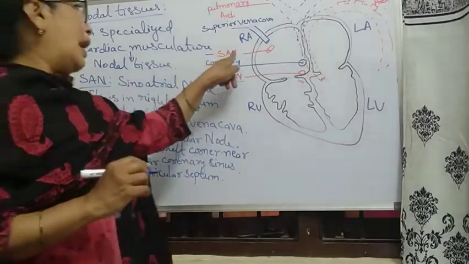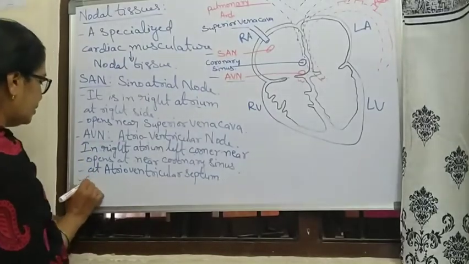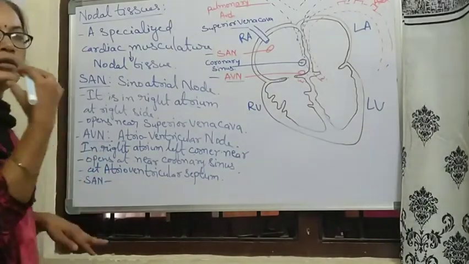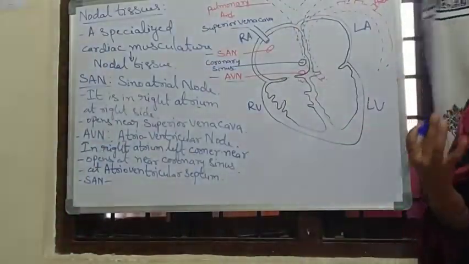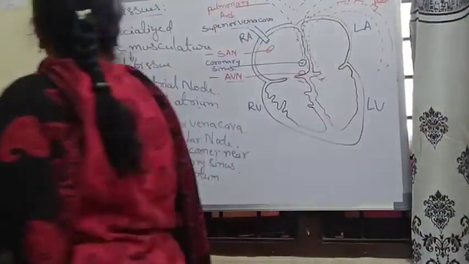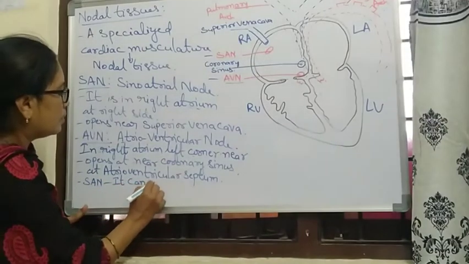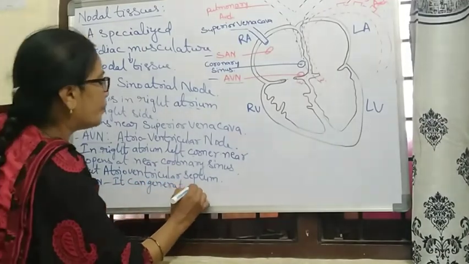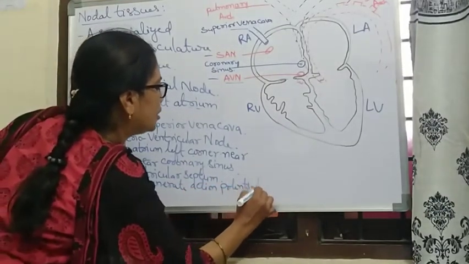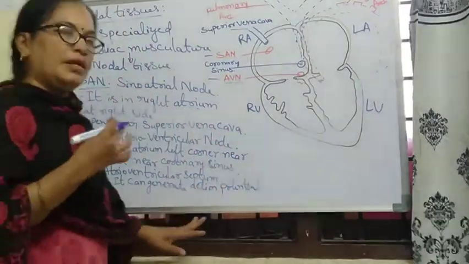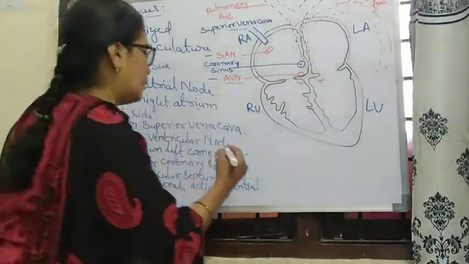Okay, now about the SAN. What is the function of SAN? SAN can generate the action potential without any external stimuli. That's why it is called a pacemaker. It can generate action potential without any external stimuli, means no need of external stimuli.